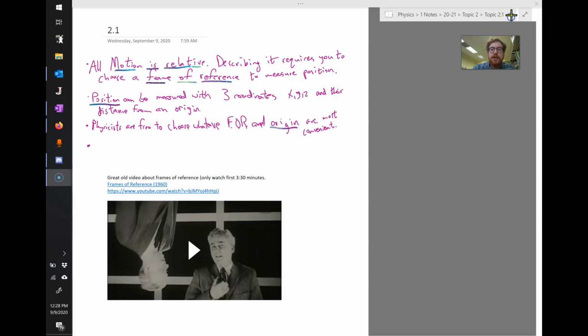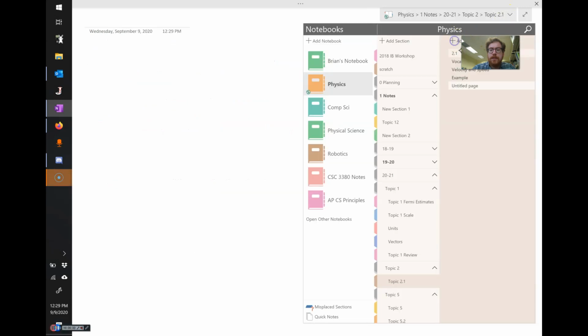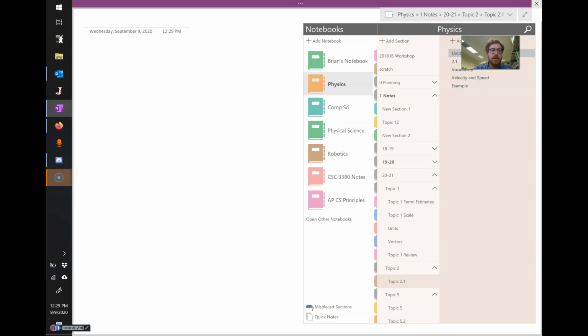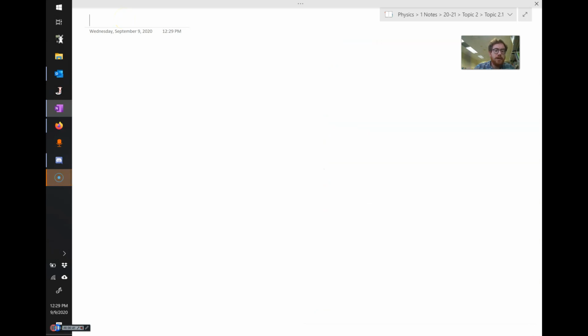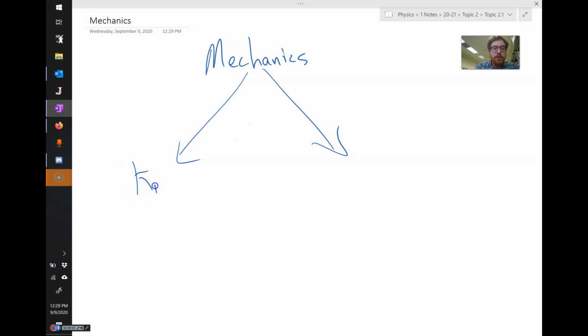2.1 is really more about what's called kinematics. Let me add a page here, write that down. So, mechanics. This part of physics is called mechanics, and mechanics is the study of motion and the causes of motion. And you can break mechanics up into kinematics and dynamics.